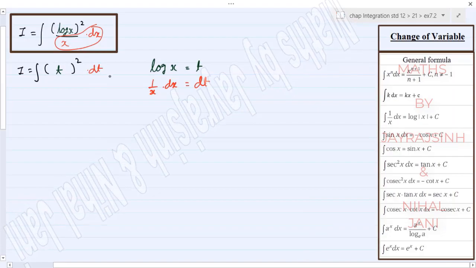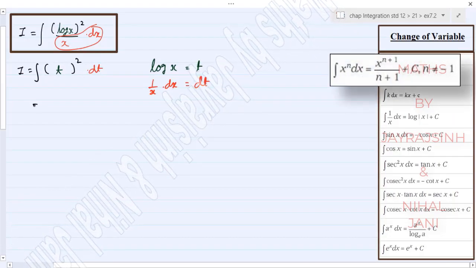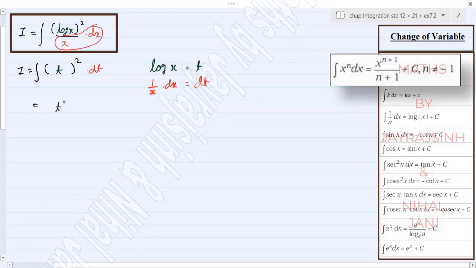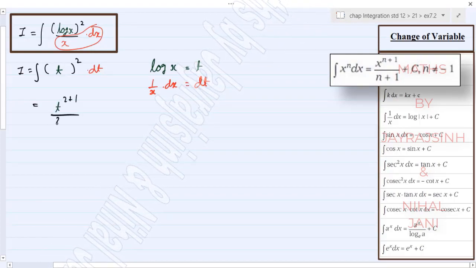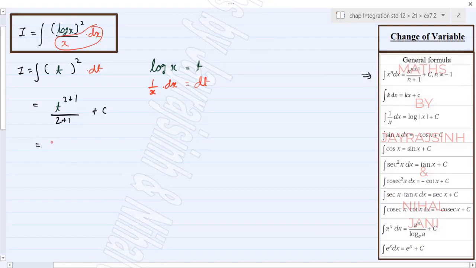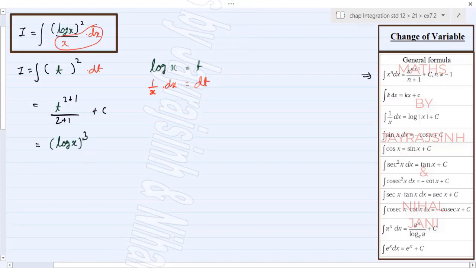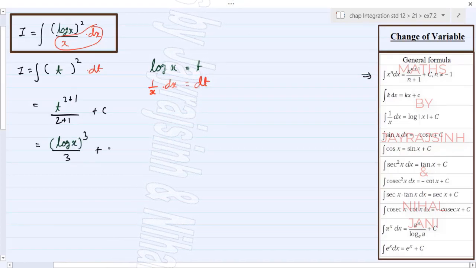And to integrate t square, we have to use the formula of x raised to n. So its integration will be t raised to 2 plus 1 upon 2 plus 1 plus c. To get the final answer, just substitute the value of t, which is (log x) cube upon 3 plus c.